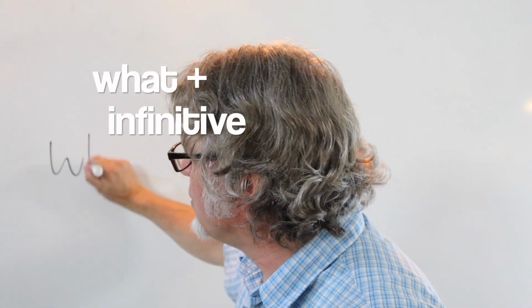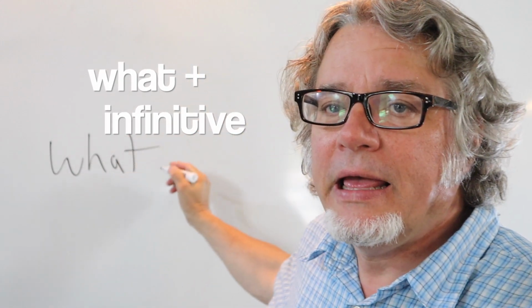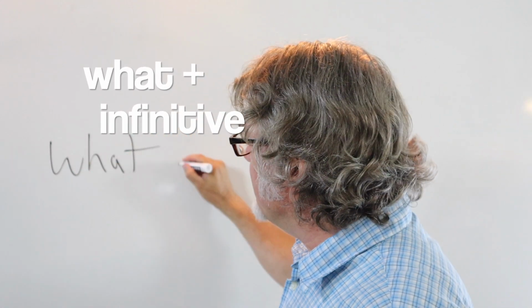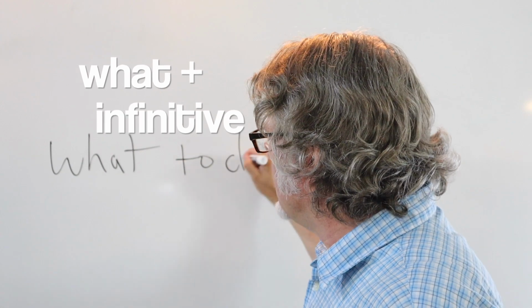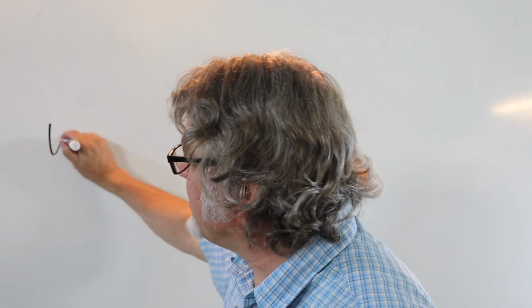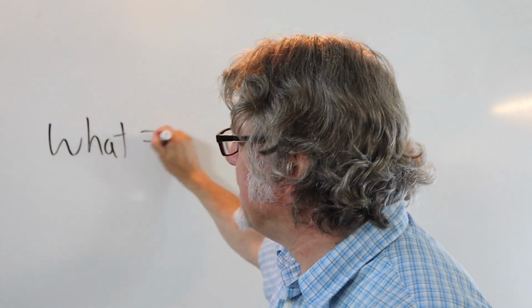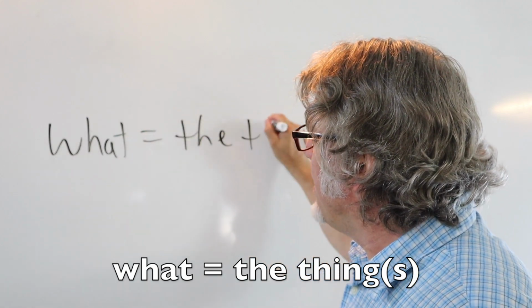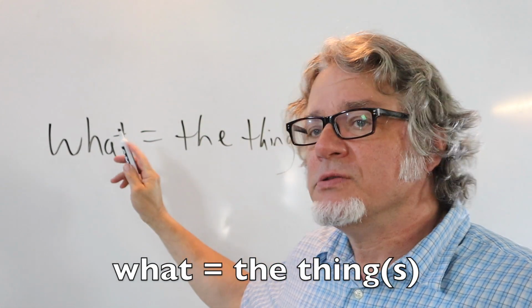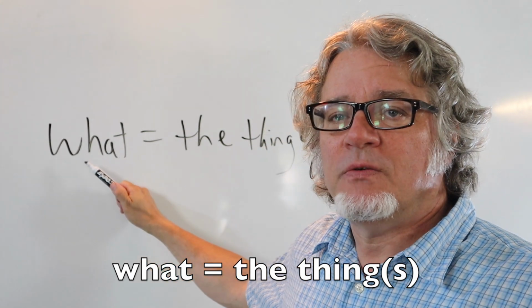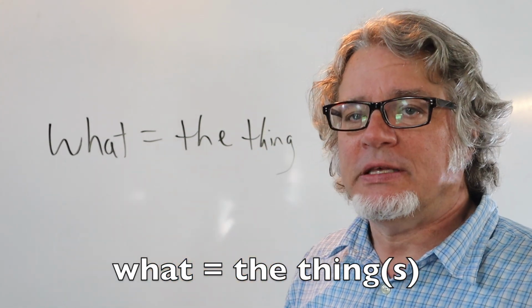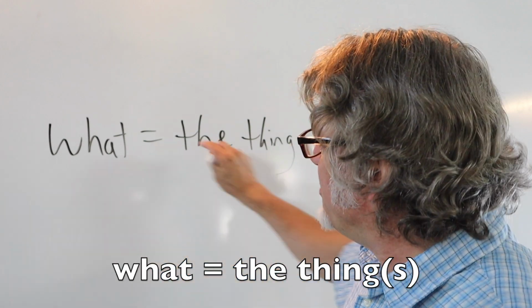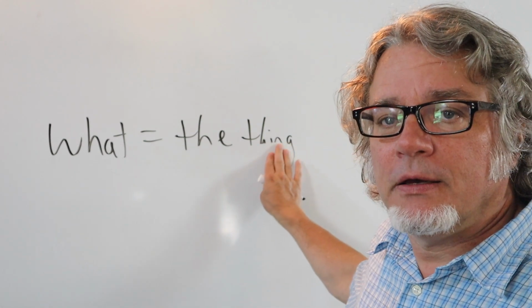In this video, I'll show you how to use what and then an infinitive such as to do. It's important to remember that the word what can represent the thing. So it's not used for making a question in this case. Instead, it represents the thing.